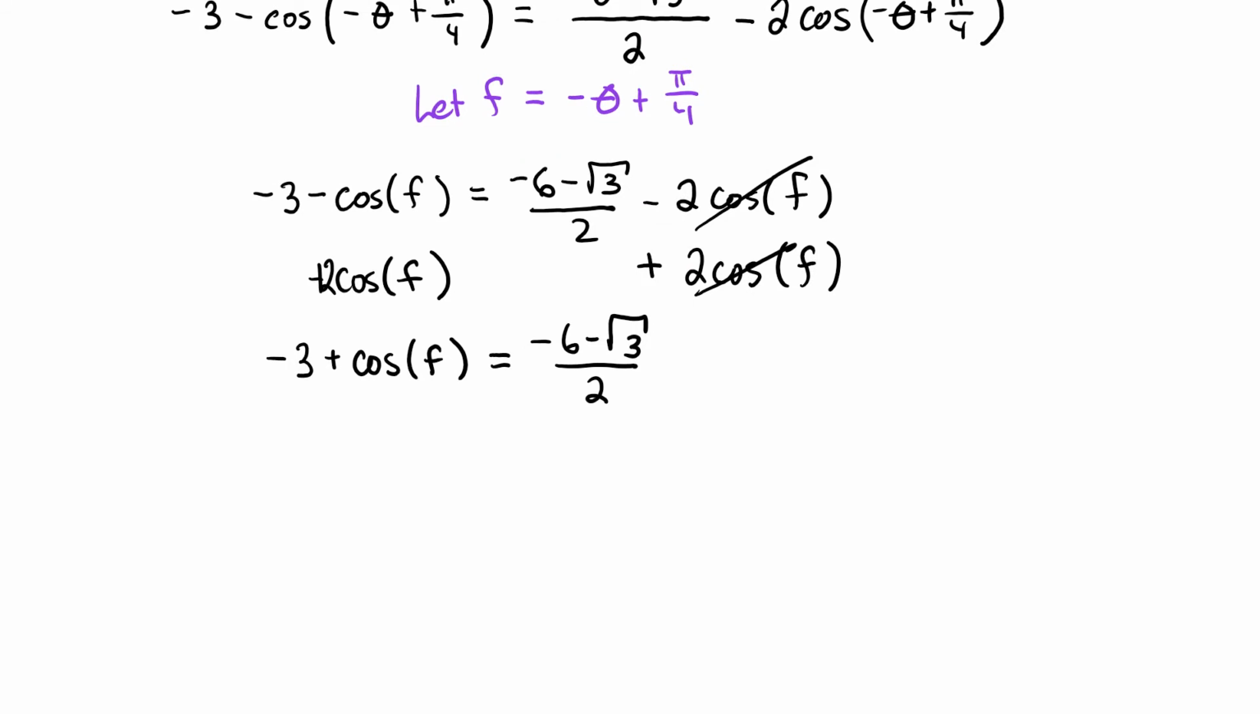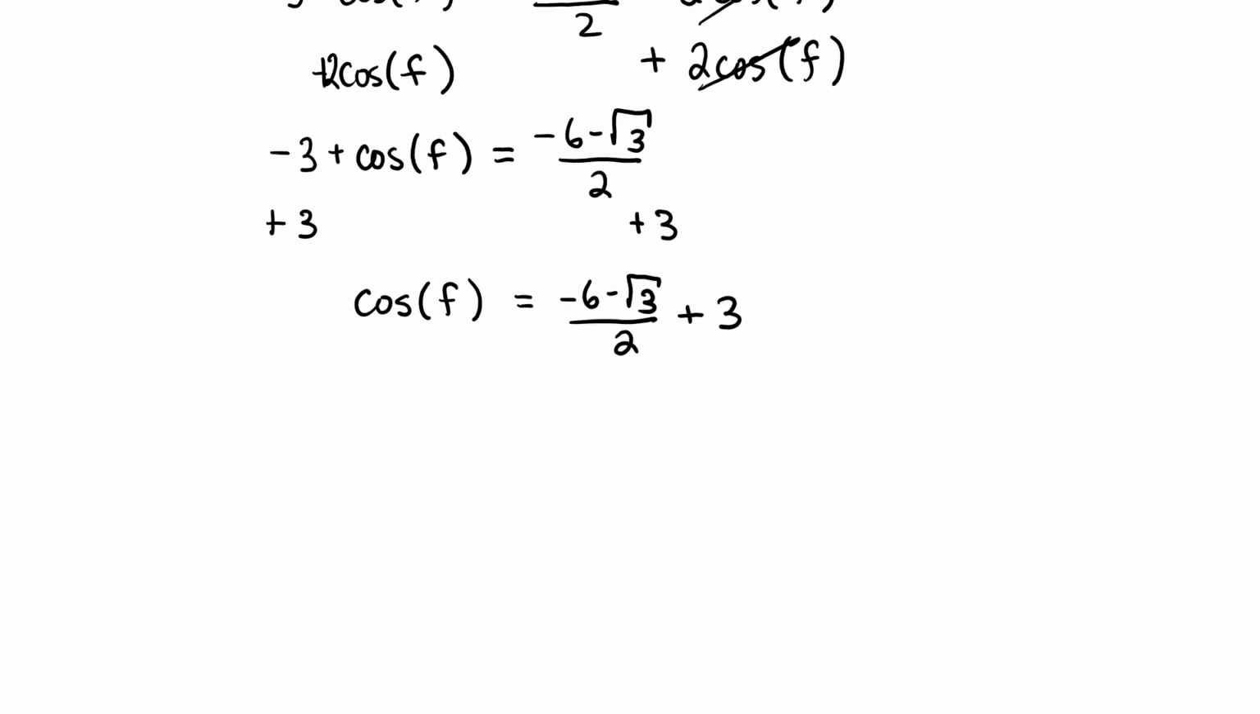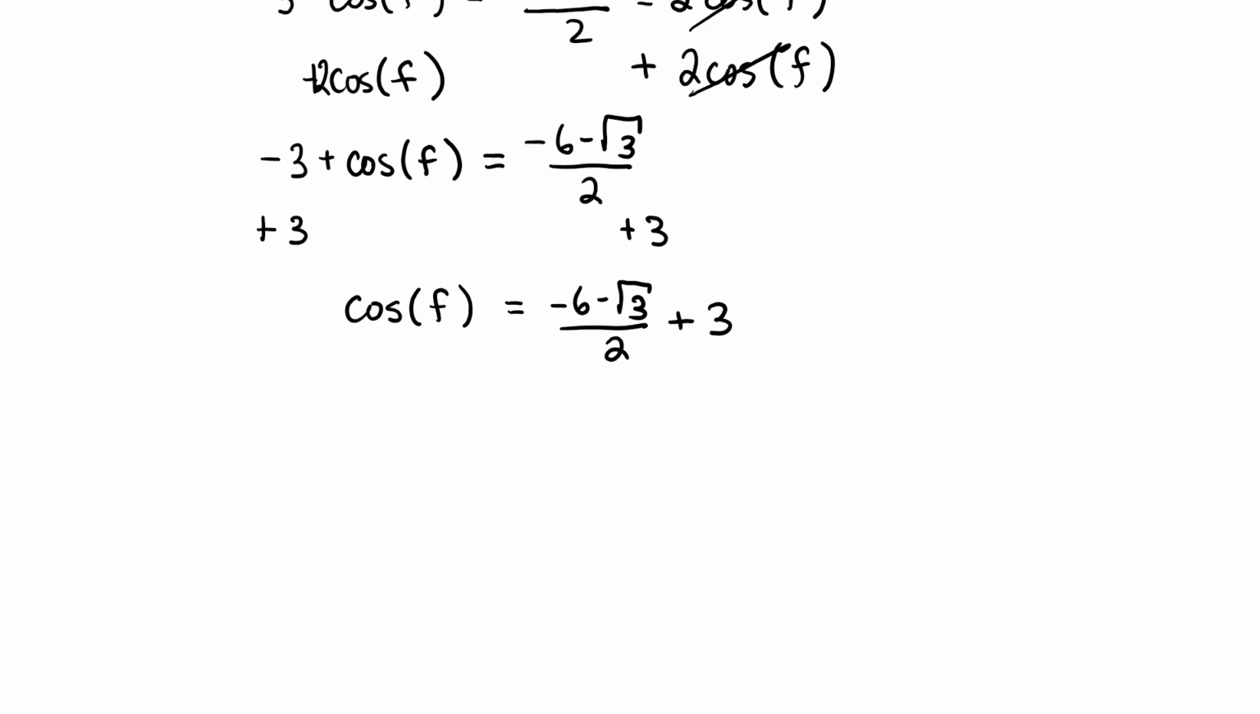So we've still not fully isolated the whole entire function, so we have to add 3 to both sides. And when we add 3 to both sides, we get cosine F equals -6 minus root 3 over 2 plus 3. And again, -6 minus root 3 over 2 is not a pretty function, to say the least. It's not going to win any prom pageants, if you will. So we're going to clean it up by adding 3 to it.